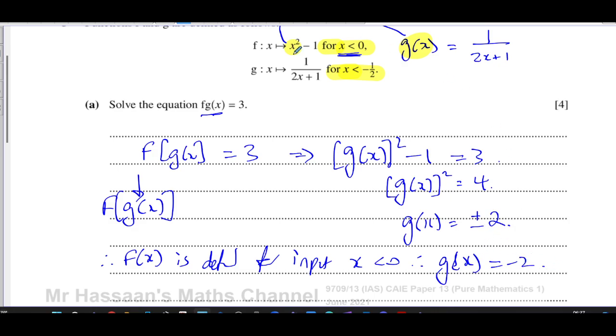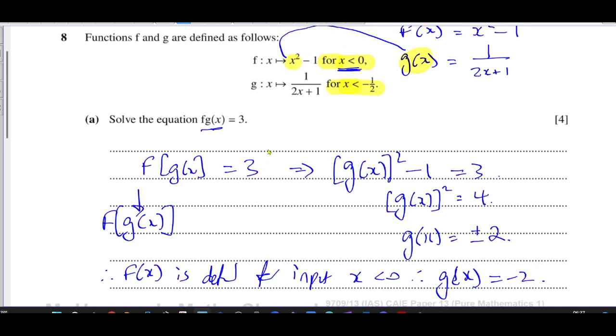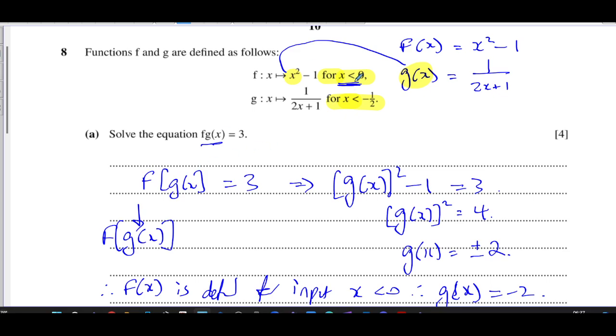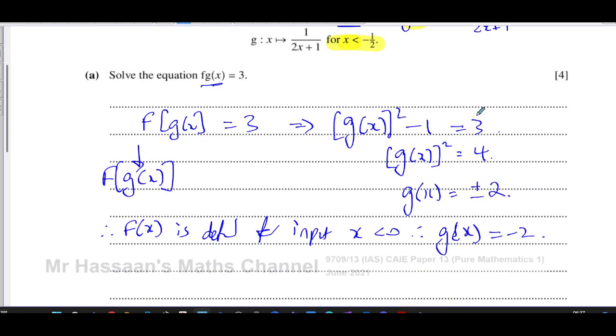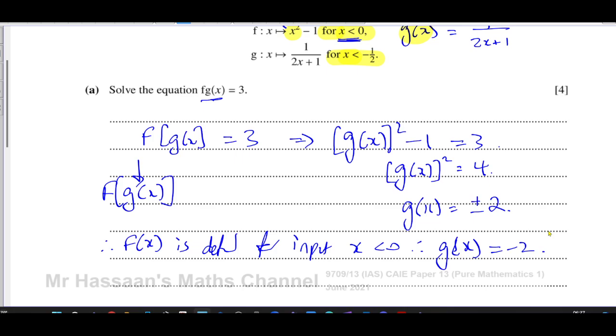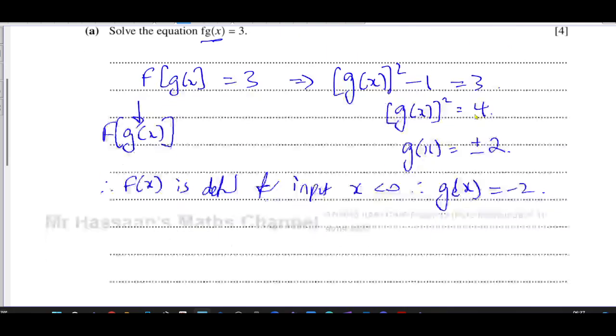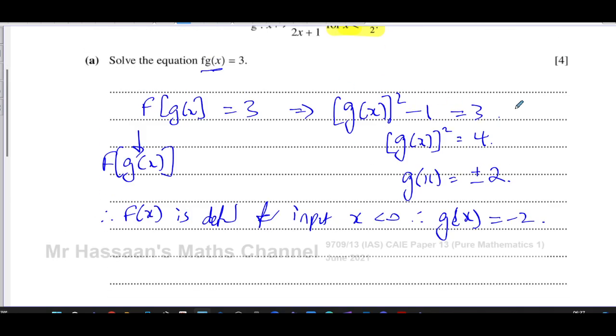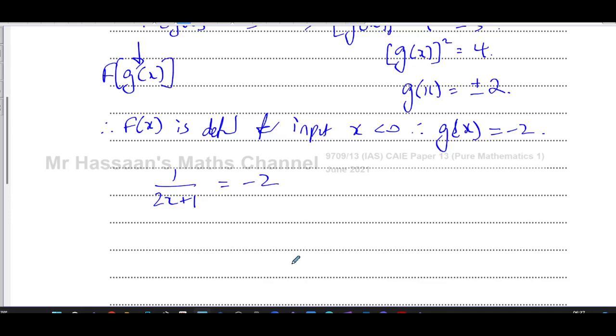I can't put positive 2 inside the function f because it's not defined for any positive values, only for negative values. So what I'm going to do now is equate g of x to negative 2. I won't equate it to 2. I'll equate it only to negative 2. So I'll have 1 over 2x plus 1 equals negative 2. And then I'm going to solve this equation.